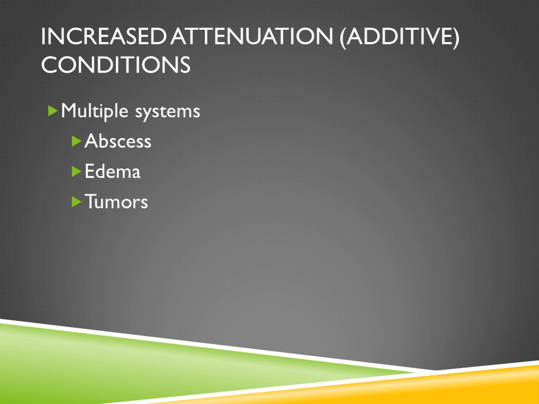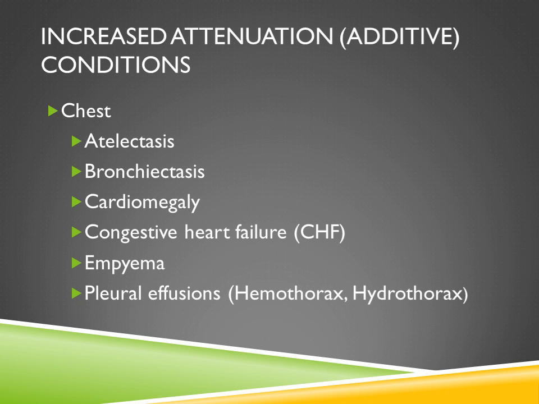So if we're talking about multiple systems, an abscess is just an infection. Edema is really just swelling. And then tumors, there's a misperception out there that a tumor means that it's cancerous or something along those lines, but really it just means new growth. In the chest, atelectasis is the collapse of a lung. Bronchiectasis is chronic dilation of the bronchi. And again, if you break down these words, you'll be able to identify their meaning.